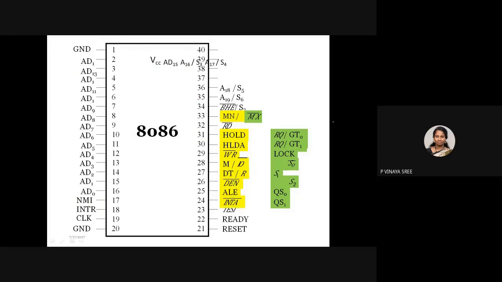See here, ma'am. We have done with this. So let me revise once again. Hold and hold acknowledgement is between two devices. What are those two devices, ma'am? Hold and hold acknowledgement is between CPU and memory or input output. Yes, memory or input output. No, CPU and one special device used for transferring the data. What is that special device?